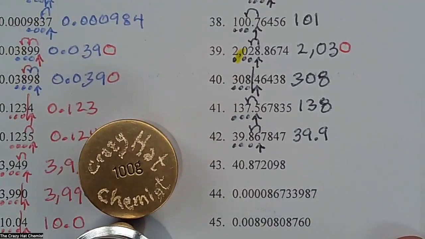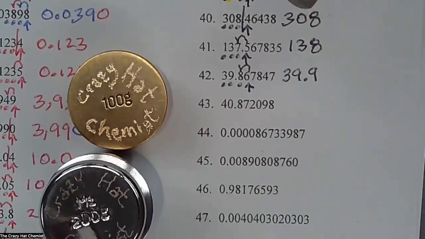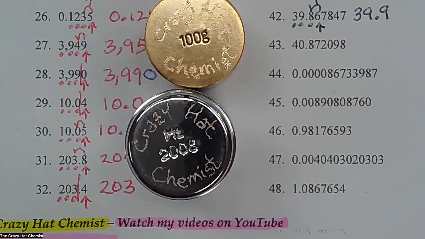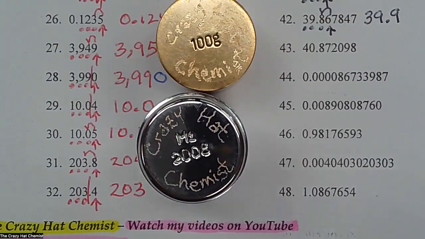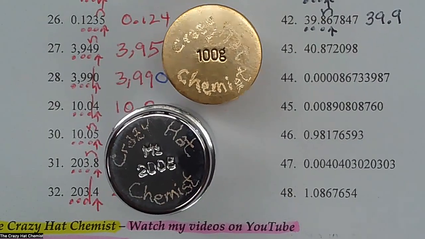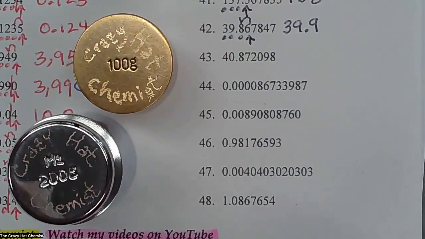We are really close to the end. So let's see if we can scroll this up just a little bit more here. Boom, boom, boom, boom, boom. That's right. Here we go. Perfecto. Okay, looking good. Let's see here. Here we go. I am the Crazy Hat Chemist. Watch my videos on YouTube. That's right, folks. Here we go. All right, here we go.